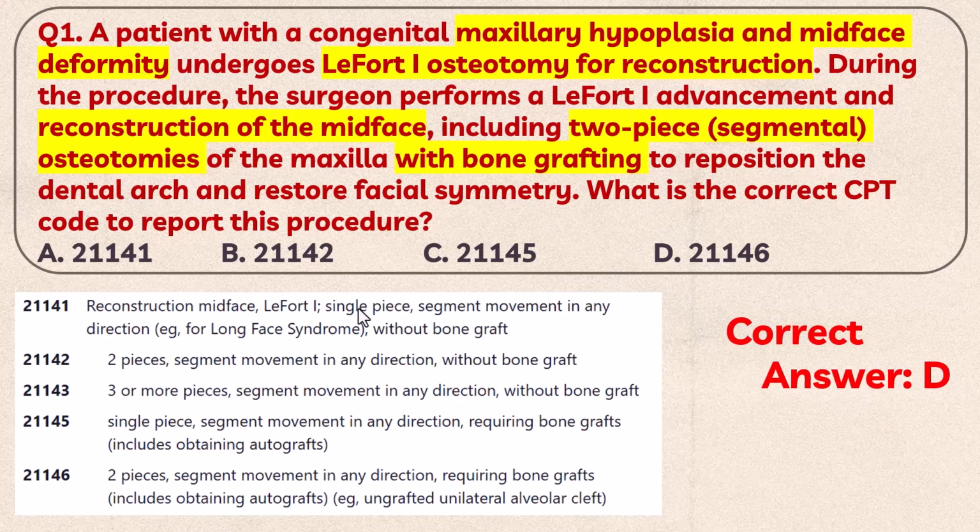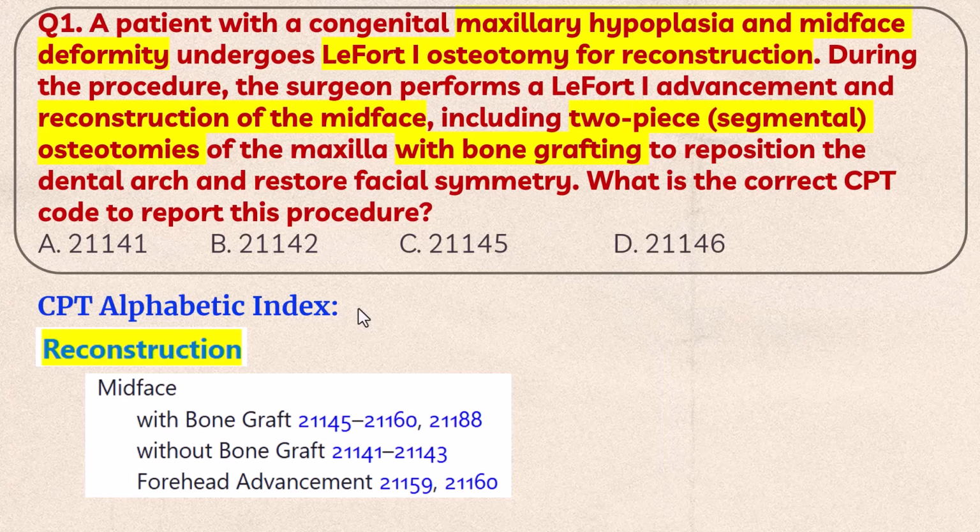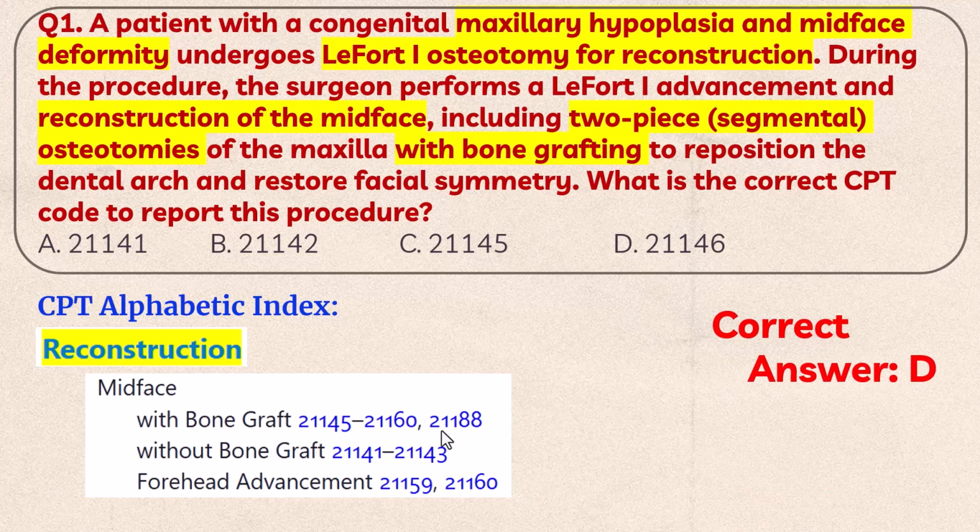If you encounter this scenario in the real working world, you have to use the CPT alphabetic index. When you go to the CPT alphabetic index, first you have to search for the main term reconstruction. Here you can see this is the facial reconstruction. So the main search term is reconstruction. So we go to the index and go for the main term reconstruction. There you have to go to the subterm midface. Here you can see with bone graft, without bone graft, forehead advancement. There are 3 subtopics available. So in our case, this is with bone graft. So it will redirect you to the following code series. Again, go back to the tabular list and confirm the answer. Once you confirm, the correct answer will be answer D.